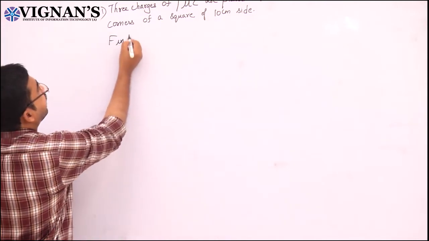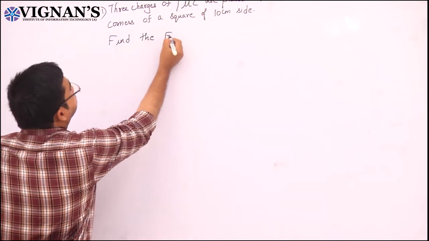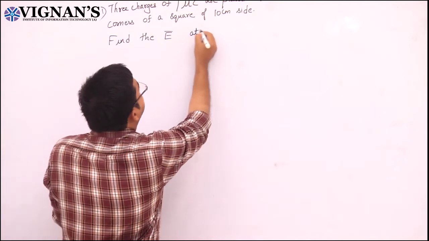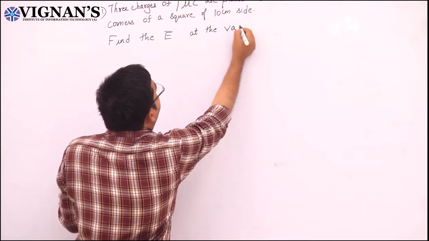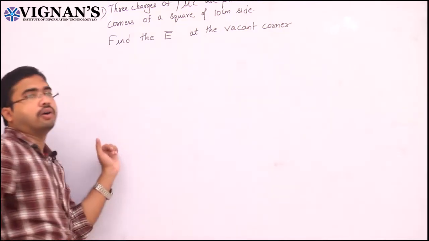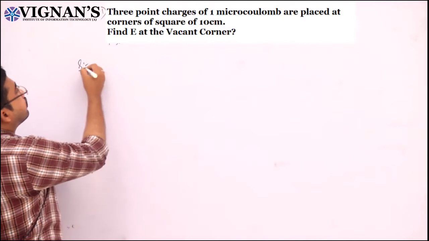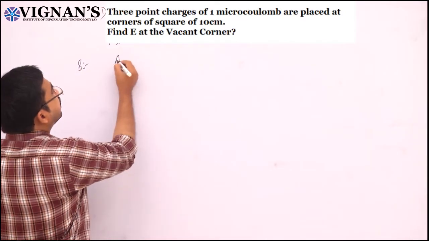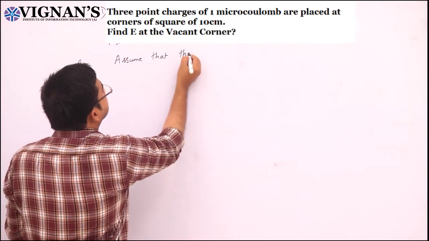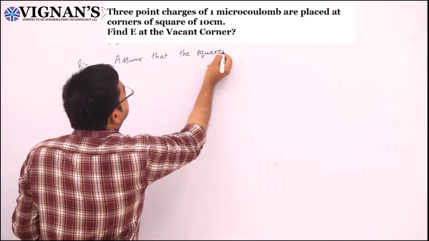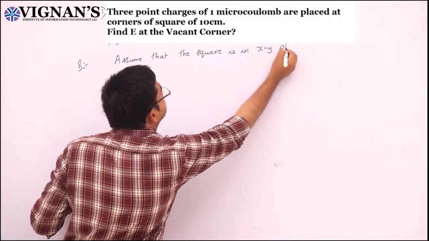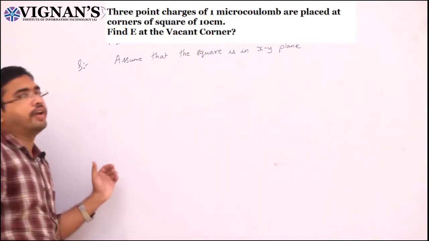Now, I want to find the electric field intensity E at the vacant corner. Electric field intensity E at the vacant corner. Now, the solution is very simple. Assume that the square is in XY plane.